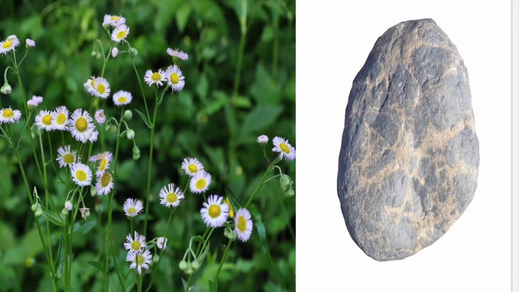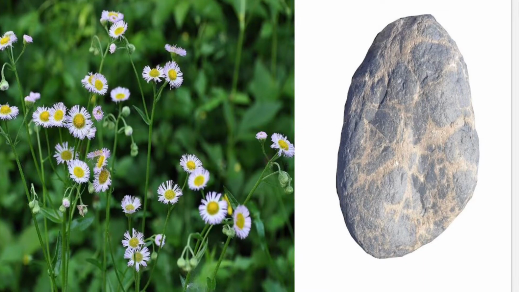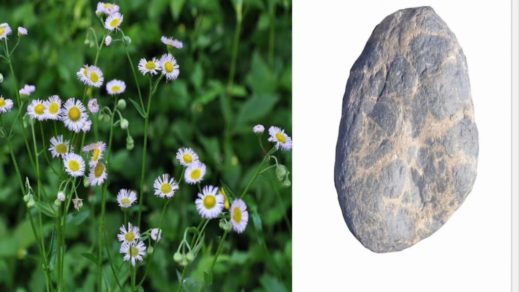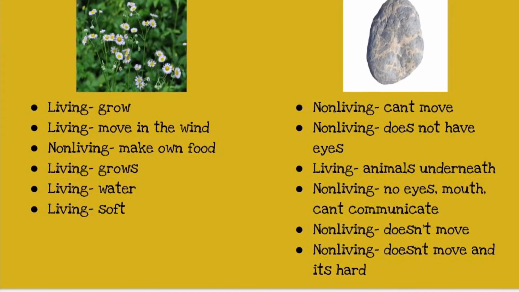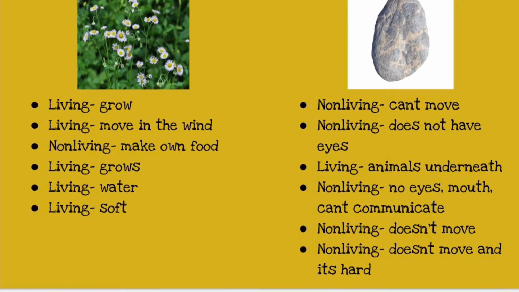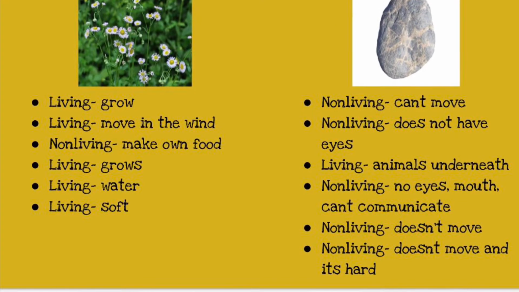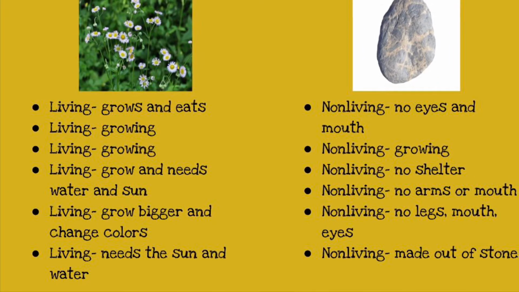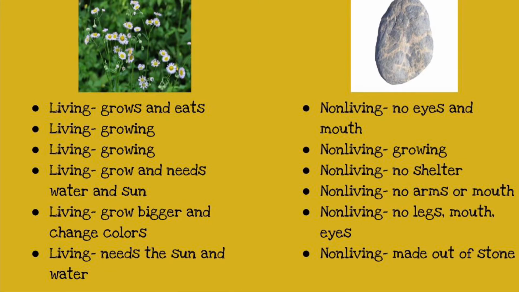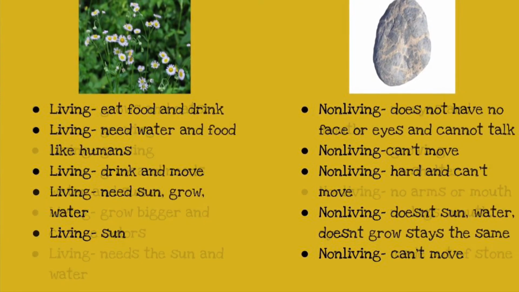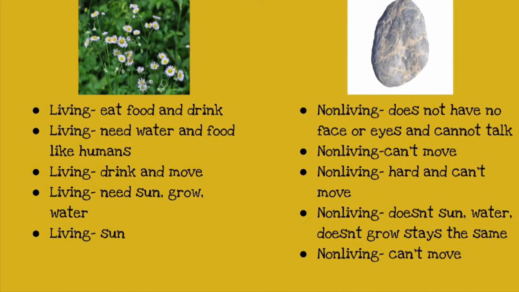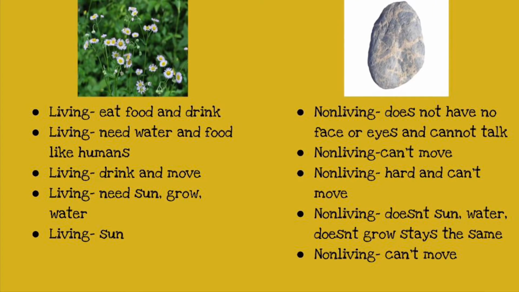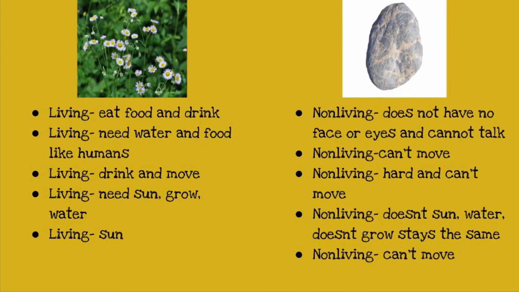After the brainstorming session, I displayed two pictures, one of a flower and one of a rock. I asked students to tell me why one object would be living and why the other would be non-living. As students shared, I recorded their responses. Here they are underneath the picture on the screen. Some of the students' responses included that the flowers were living because they grow, that they make their own food, that they need water, and some of the students' responses for the rock included that it was non-living because they don't have eyes, and it doesn't grow, and that it doesn't need shelter, and it doesn't have arms or a mouth or legs.